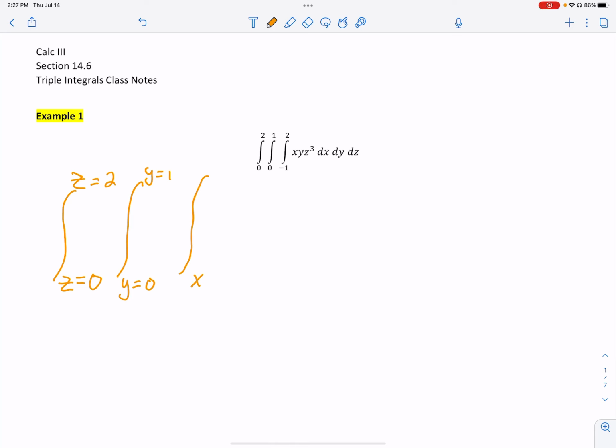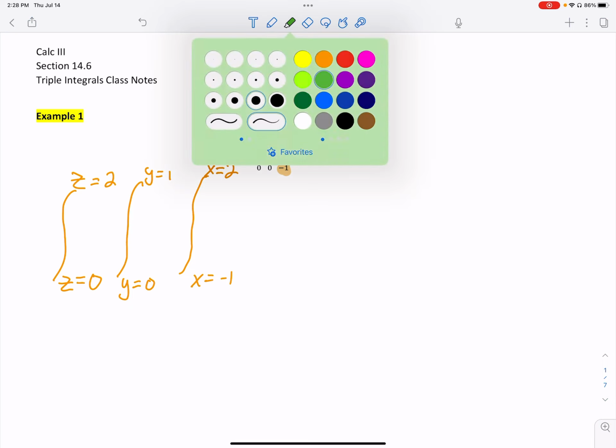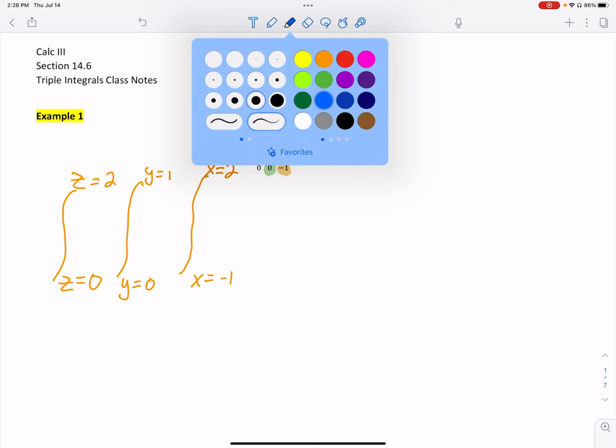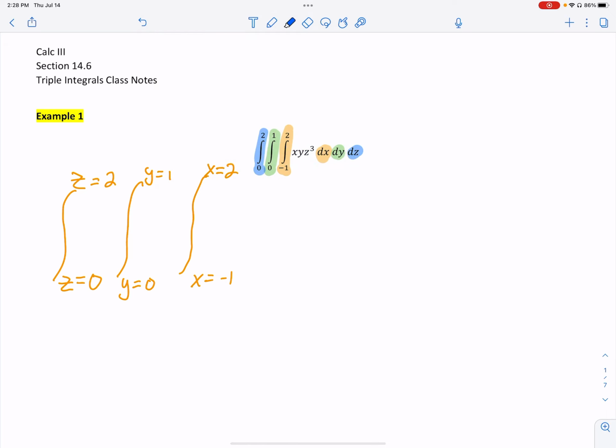Okay, so x is -1 to x is 2. How you can tell which bounds go with which variable: just like double integrals, the first one goes with the inside one, and then the last one goes with z. So it's innermost first. I didn't change anything, all I did is write my bounds. So dx, dy, dz, and we do one at a time.